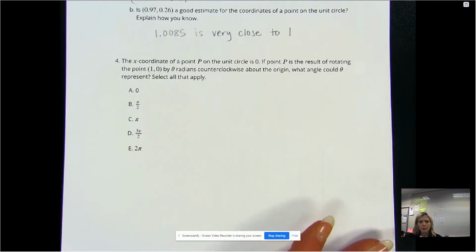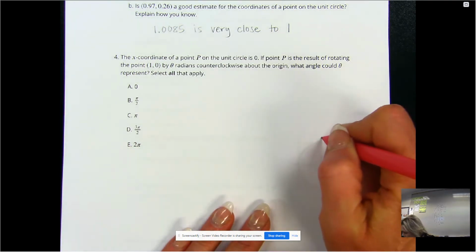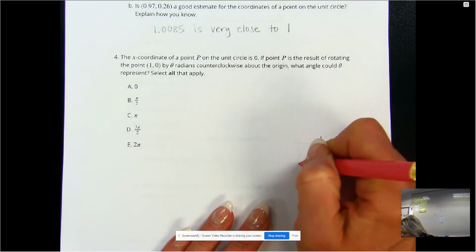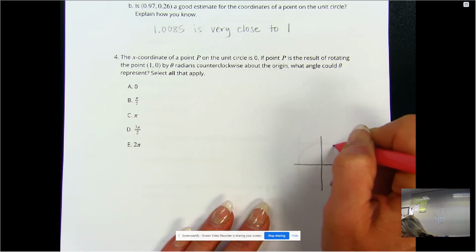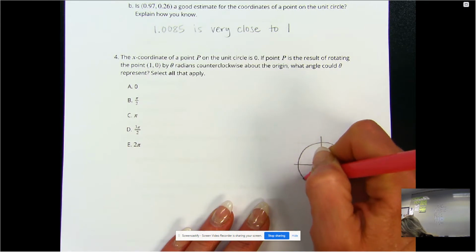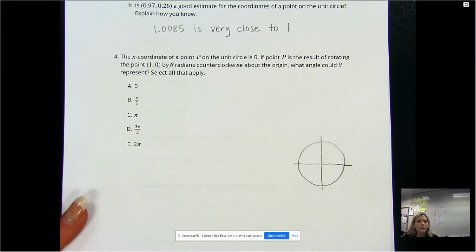Number 4. Number 4 was a little bit confusing, so I drew a diagram to help me with it. I often will trace a diagram that I see through the paper. So this is a great one here. I just need a unit circle. Look at that. You can just trace right through that paper. It's not too bad. Okay.